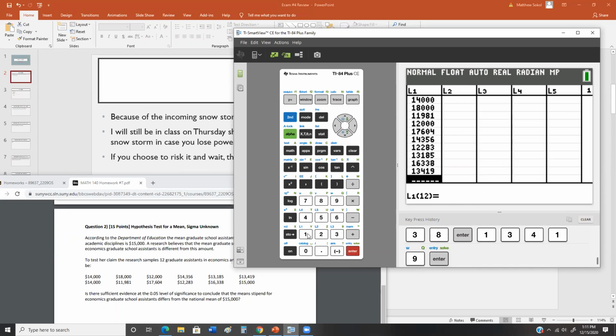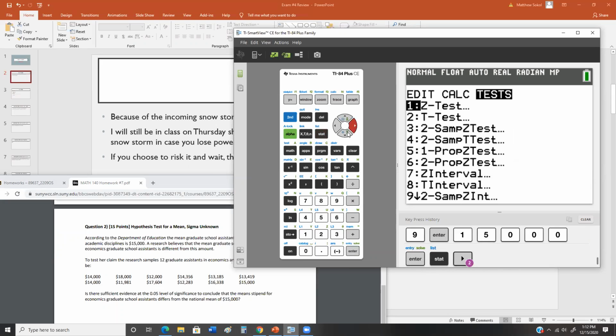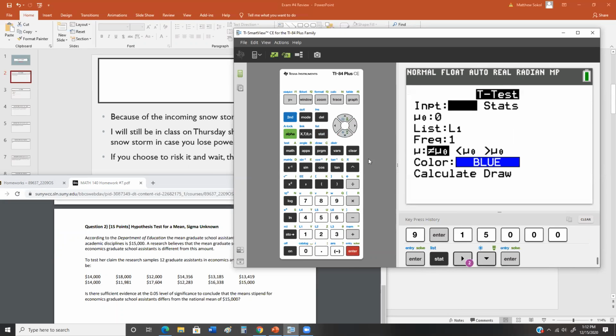All right, so you plug the data in like this. And then when you go stat, you go over to tests, t-test. And was this a two-tailed test? Yeah, it was a two-tailed test because we're checking to see if it differs.